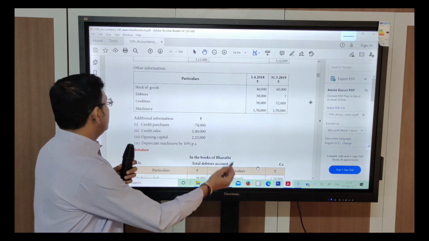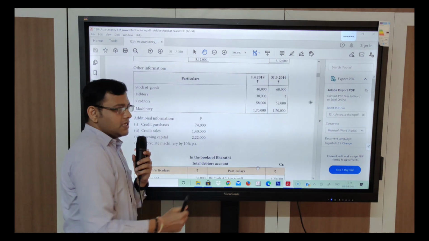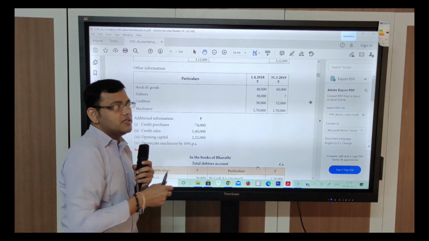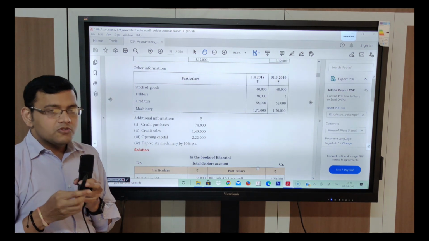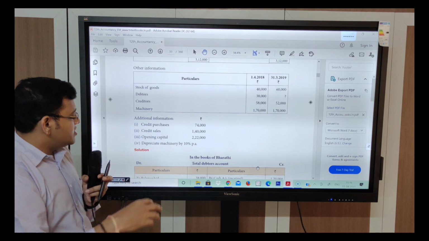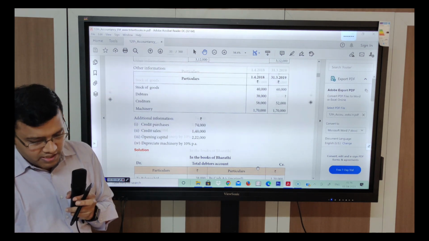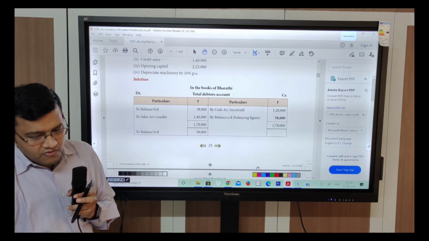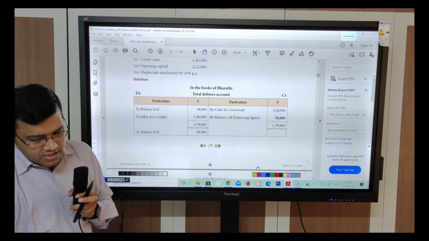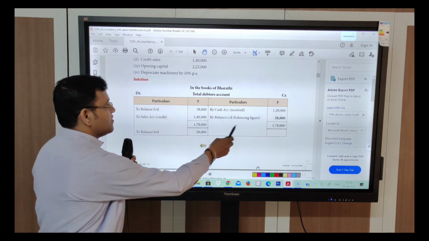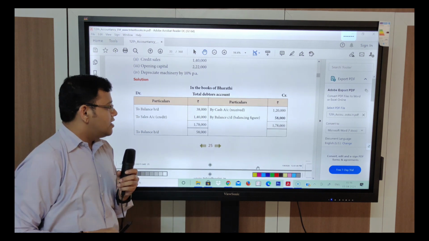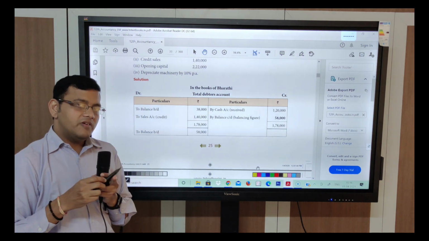The only thing over here is that the debtors figure is missing, that is, your closing debtors as on 31/3/19 is missing. We have already learnt in the previous problems how to find out the debtors. In the same way we will prepare the debtors account and find the balancing figure, which is going to be 58,000, and we will simply apply this to our balance sheet.